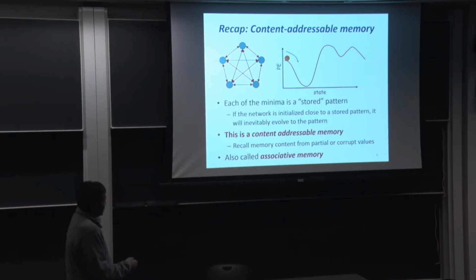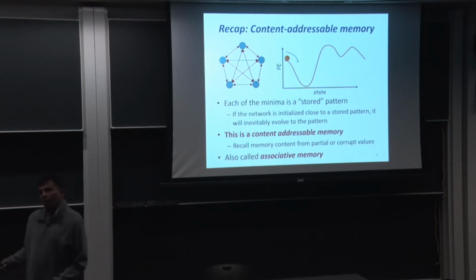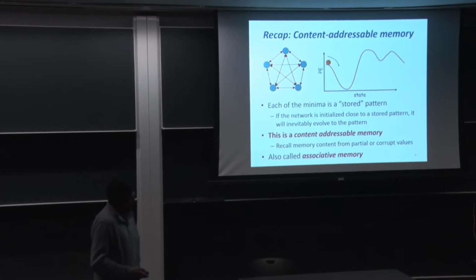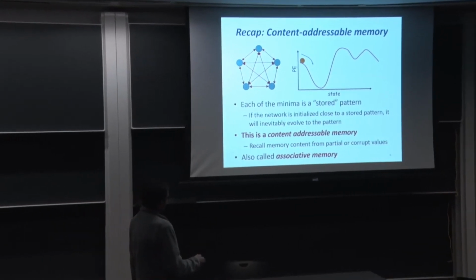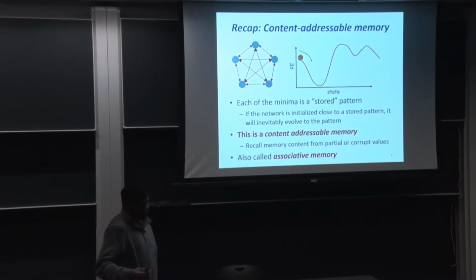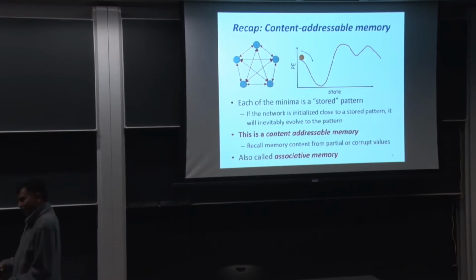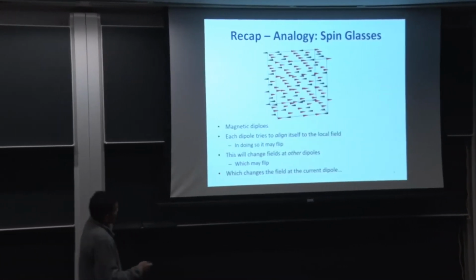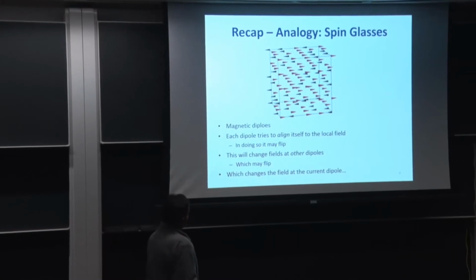So this was content addressable memory, where you have multiple values stored in it, and you can recall any particular value by initializing the network with something that is close to it, or some corrupted version of it. We also call this associative memory, in that every noisy pattern has some associated stored pattern, and the network is going to pull up the pattern that's most associated with the current pattern stored in the network.